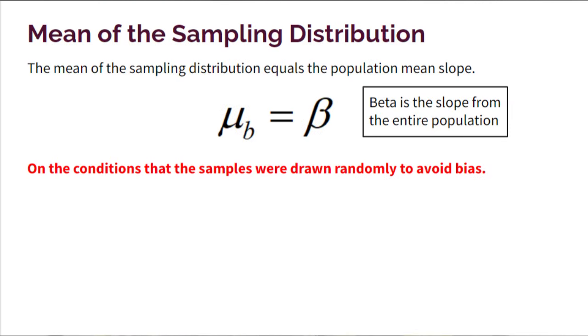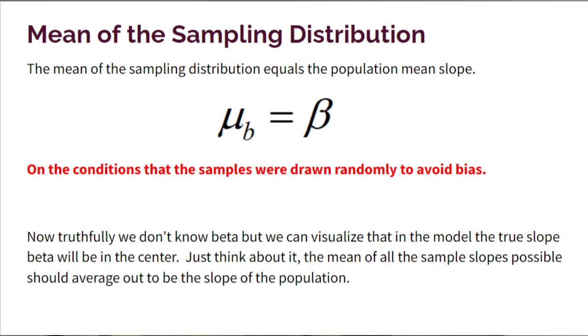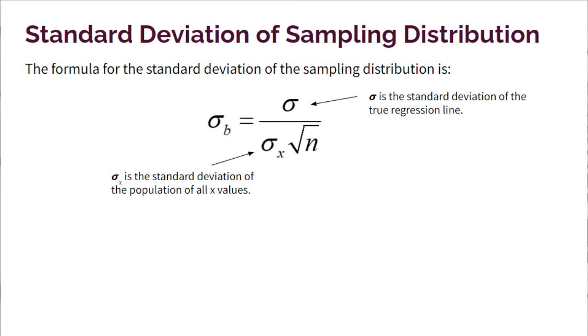First, the center is the mean of all of those sample slopes. And the mean of all of those sample slopes should be the true population slope, which we'll call beta. Now, of course, the samples have to be drawn randomly to avoid bias. Now, truthfully, we don't know beta, but we can visualize that in the model, the true slope will be in the center. The next characteristic of that sampling distribution is the spread, which we can calculate with the standard deviation.